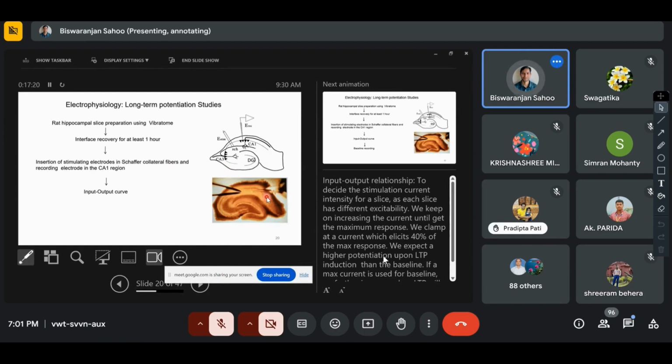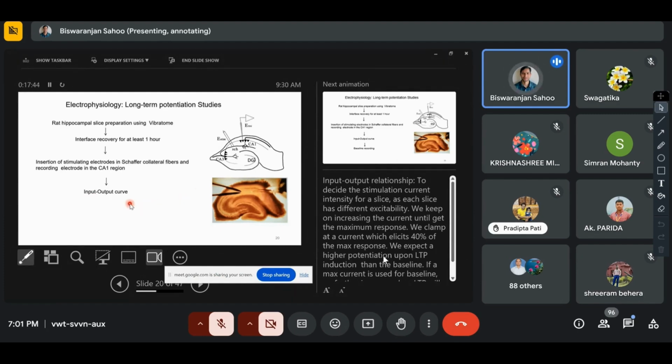Here, first we decide how much current to use. How do we decide? We first inject some current, then we check the response in voltage, especially the millivolt per millisecond, the slope. I'll explain in the next slide how we measure. Then we found how much current will be used for each slice.